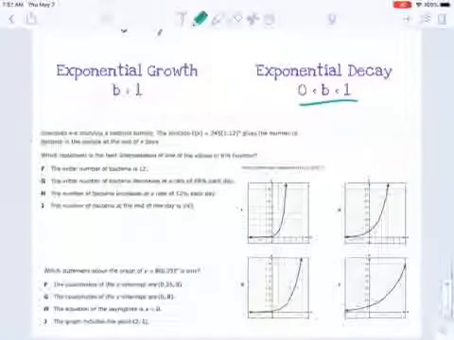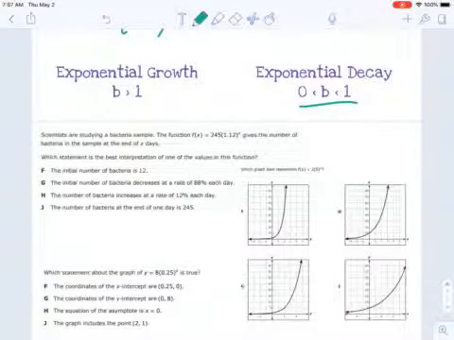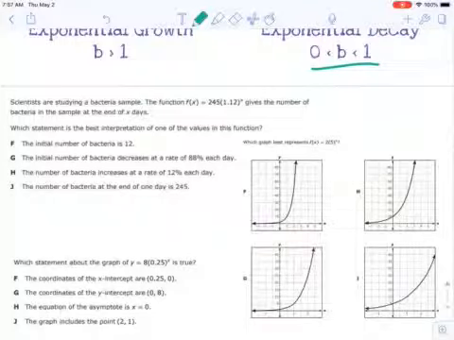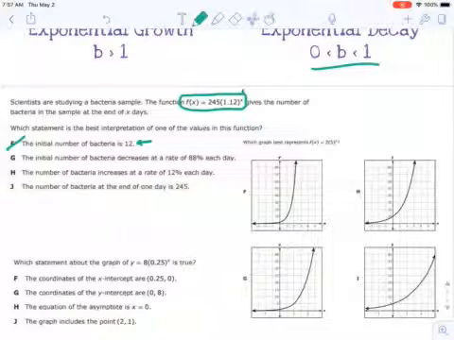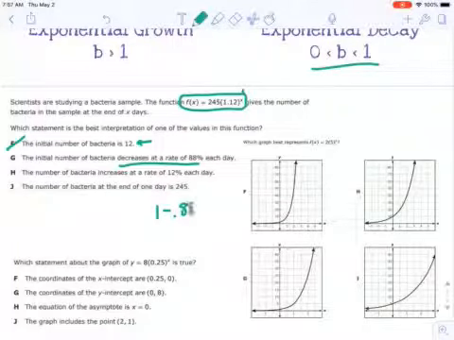So here's some star questions. I just threw them all in one page just to talk about them very briefly. Scientists are studying a bacteria sample. Here's the equation that they give you. They want to know which one best interprets that function. The initial number is 12. Well, no, that doesn't work because our initial number is 245. It decreases at a rate of 88%. Well, if that was true, then we would be doing 1 minus 0.88. And that is not going to give me 1.12.